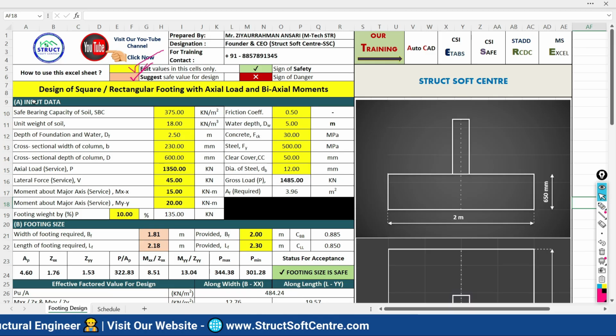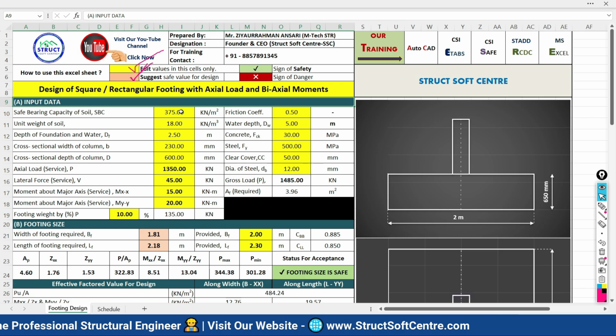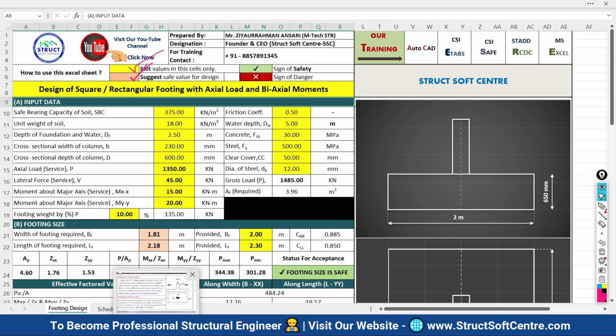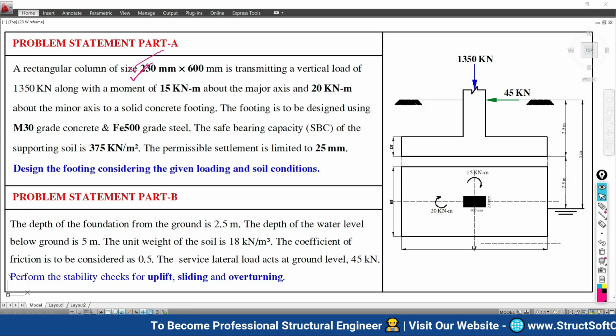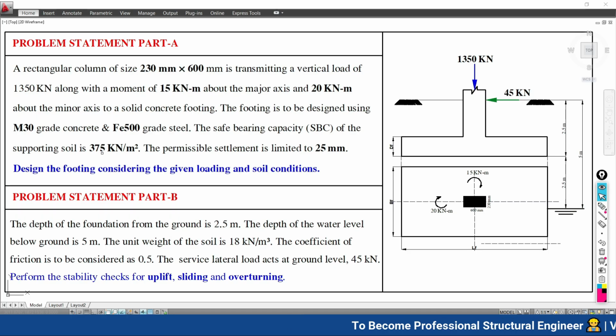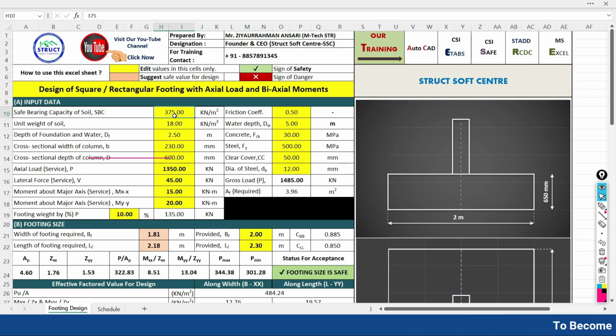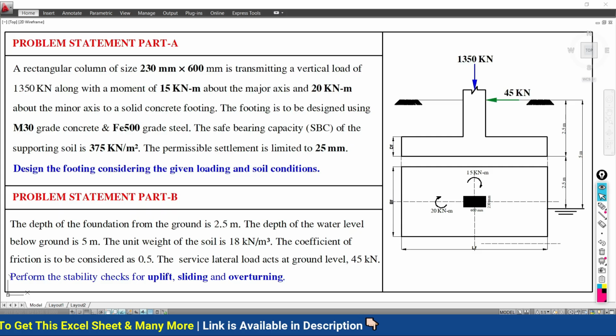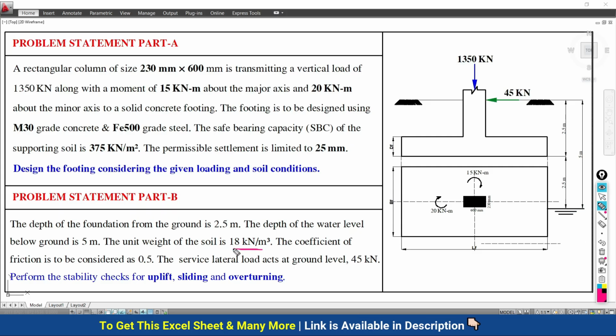Now here we have to define the data that we have been given in our problem statement. The first thing the sheet is asking is, what is the SBC of the soil? The SBC of the soil here is given as 375, so I am going to put 375. Next, what is the unit weight of the soil? The unit weight of the soil is given in our problem statement as 18 kilonewton per meter cube, as you can find in your problem statement.